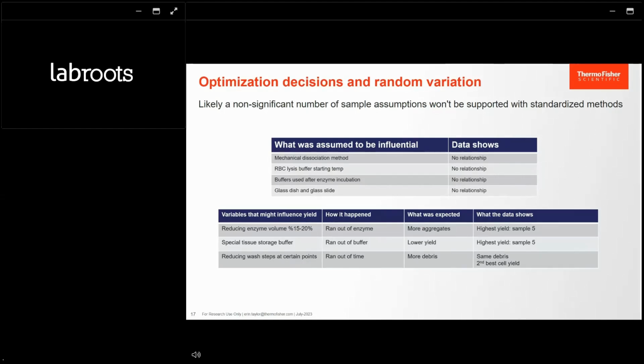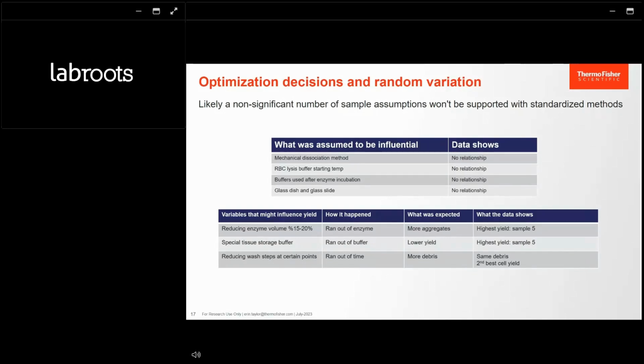So one of the things here that I'd like to call out is what I assumed was influential and had a measurable effect on my sample quality: mechanical dissociation methods, there were two different ones I tried; my RBC lysis buffer starting temp; if I used a specific buffer after the enzyme incubation or not; and switching to a glass dish and a glass slide to help cell recovery. None of these had, there's no evidence that these had any effect.